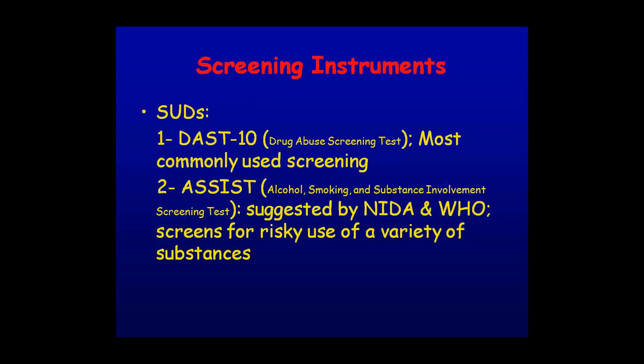The other one is called the ASSIST. The ASSIST, unfortunately, is not used as often clinically. It's been used mostly in research settings, and now we've been using it more and more in clinical settings. It's the Alcohol, Smoking, and Substance Involvement Screening Test. This has been conceptualized by the World Health Organization, and it's used to assess 10 substances. It's very comprehensive. You have tobacco, alcohol, cannabis, cocaine, amphetamine-type stimulants, inhalants, sedatives, hallucinogens, opioids, and other drugs.